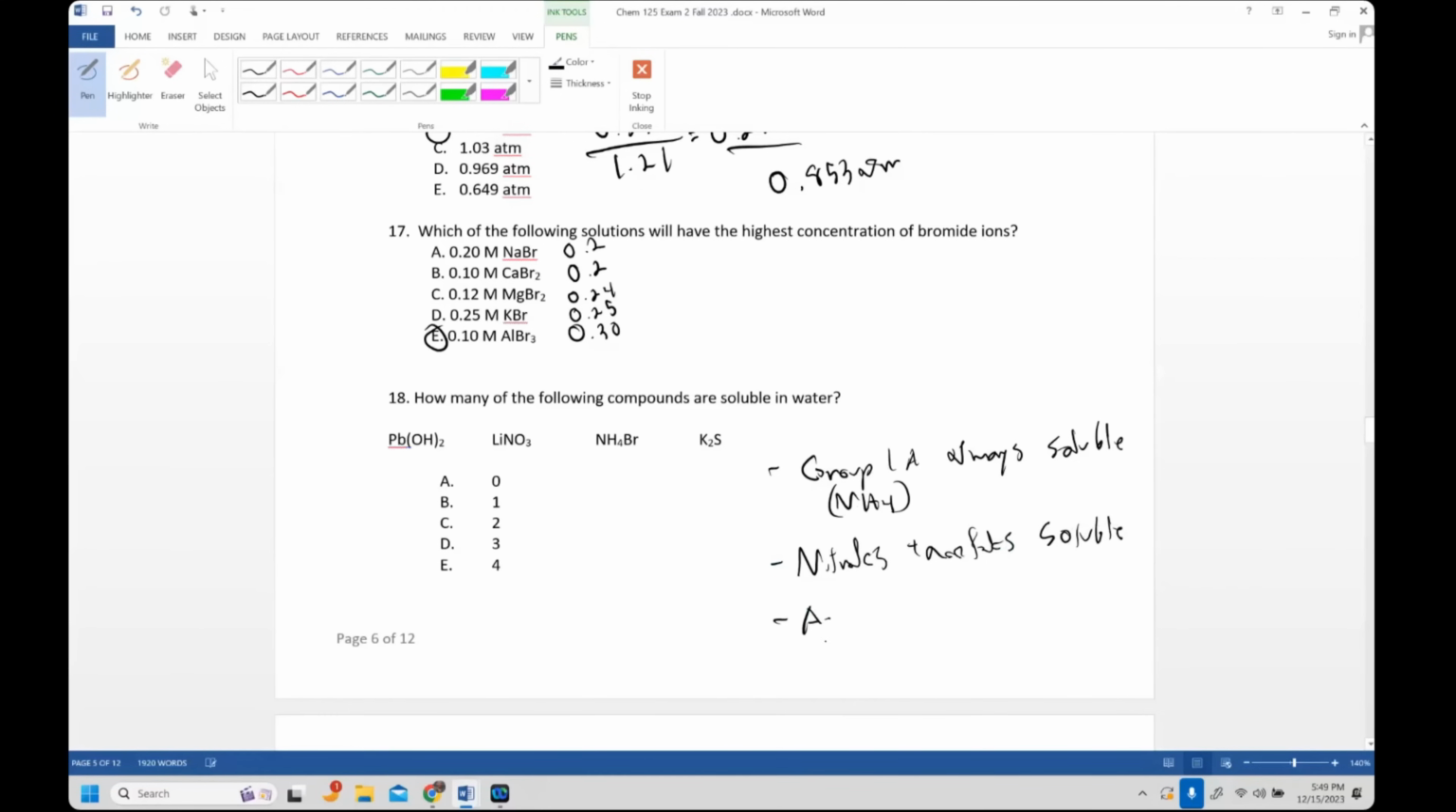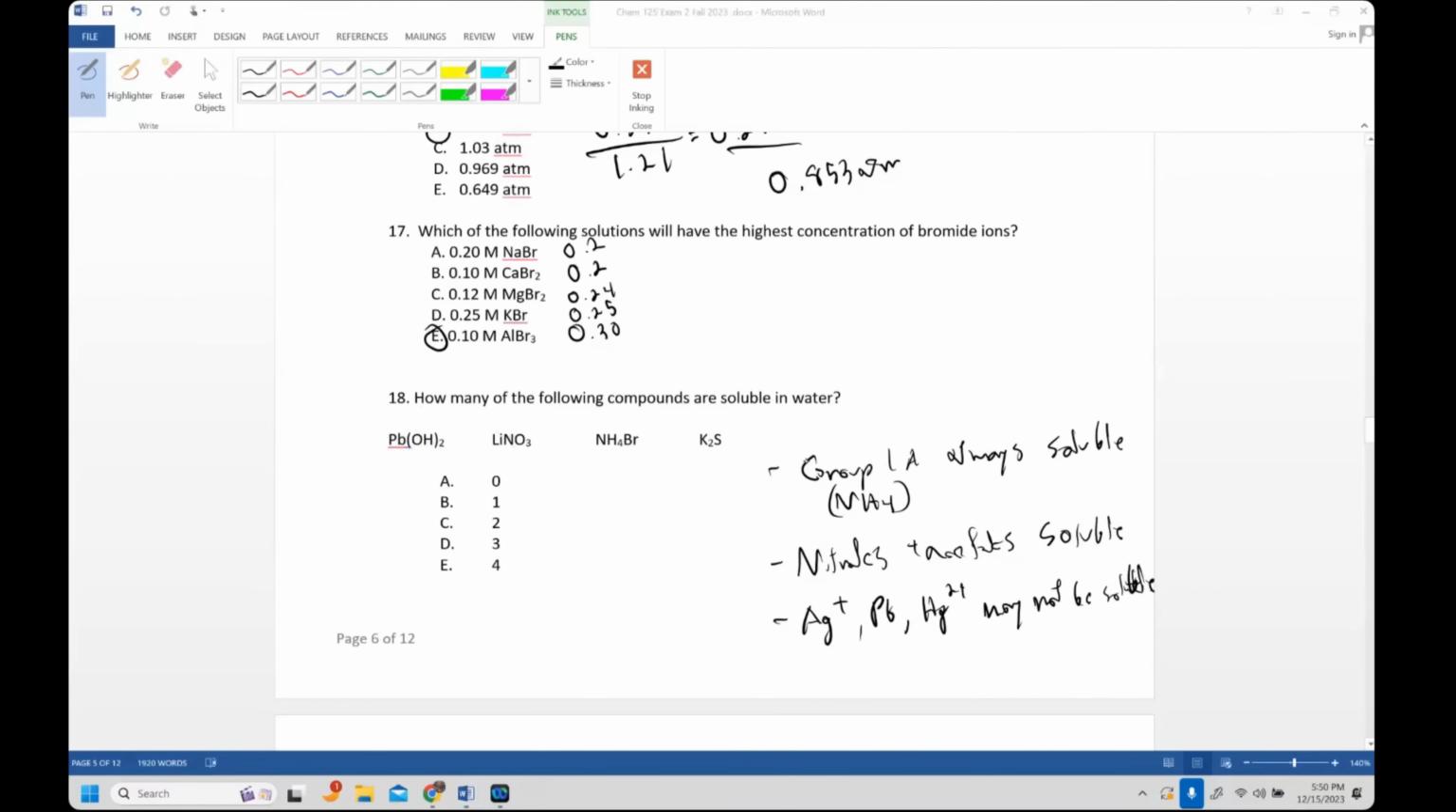The third rule, we have 3 ions that are not soluble: silver, lead, mercury. They may not be soluble unless they're with nitrates or acetates. So using those 3 rules, you can bypass a lot of the other rules. And here's an example. Let's look at how many of the following compounds are soluble. Lead hydroxide. Well, lead tends to not be soluble unless it's with an acetate or a nitrate. In this case, it's not, so it's not soluble.